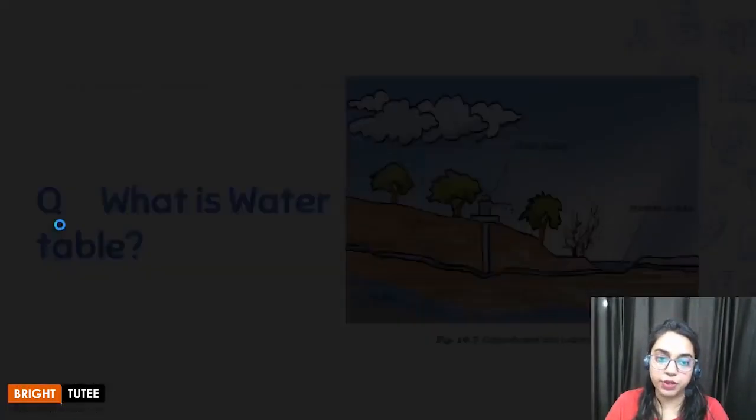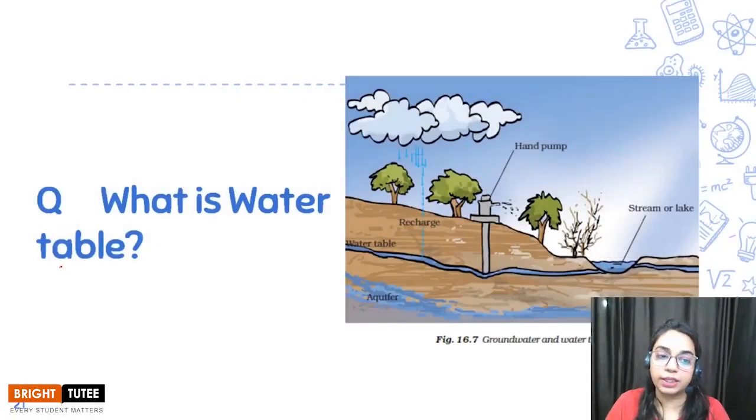So let's move to the next question, which is what is water table? So children, as we have discussed, what is groundwater? The water which is found below the surface level, okay? But children, the height at which, or rather we should say the depth, because the height will go upwards, right? We are digging down. So the depth at which we find the water is known as water table.